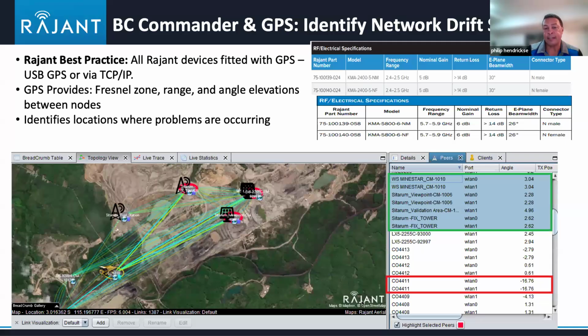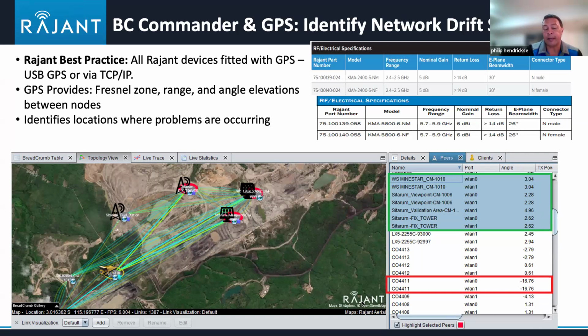Looking at antennas, I've got our two standard antennas, our 5 and 6 dBi antennas, in the top right-hand corner. You can see the E-plane beam width of the 2.4 is 30 degrees. That's going to give you approximately plus or minus 15 degrees of elevation coverage from the horizontal. Come down to 5.8, we've got 26 degrees, so plus or minus 13 degrees.